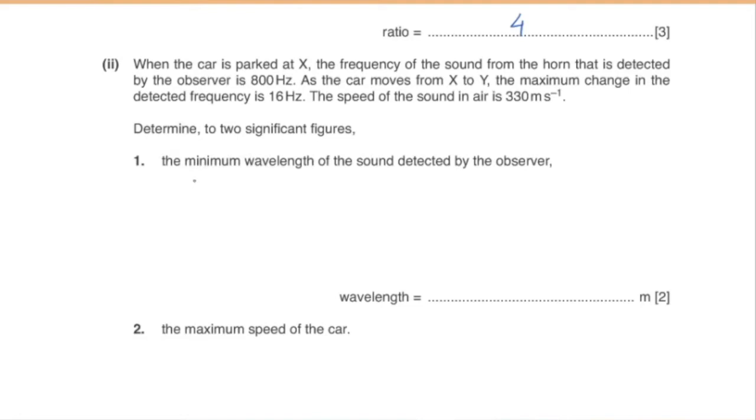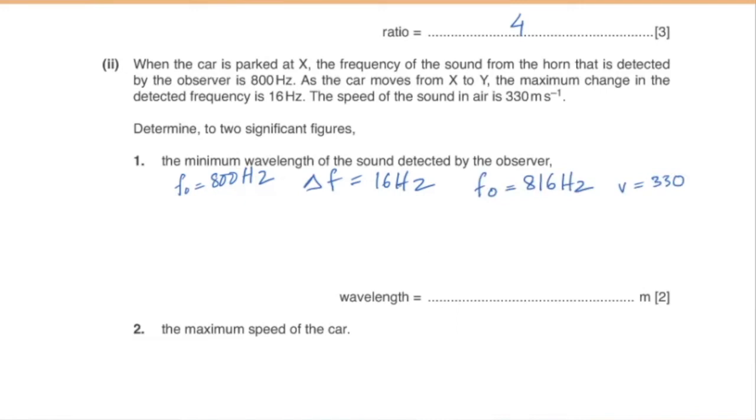So the frequency of the source of the sound, that is the car, is equal to 800 Hz at point X, and it says that the maximum change in the detected frequency is 16 Hz. So change in frequency is 16 Hz, and the car is approaching this observer. So the new observed frequency at point Y is going to be equal to 800 plus 16, that is 816 Hz, and the speed of sound is 330 meters per second.